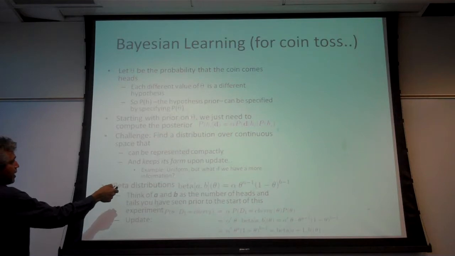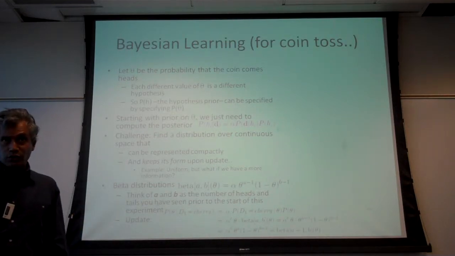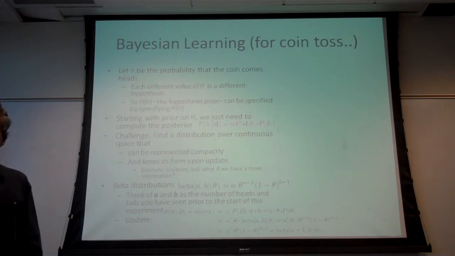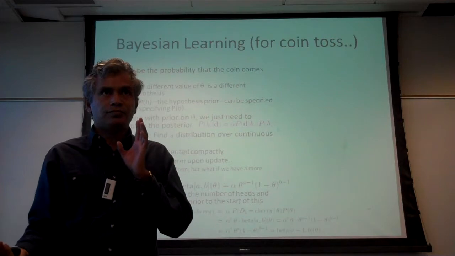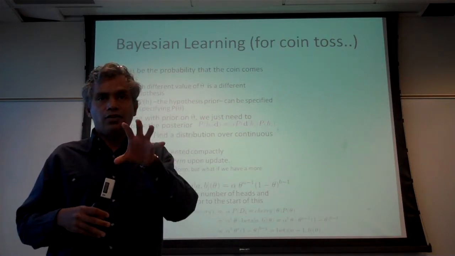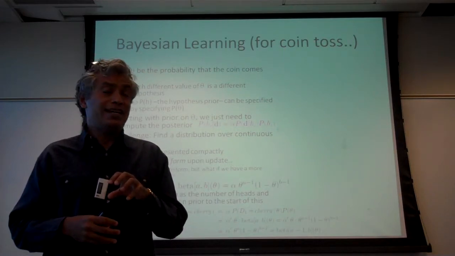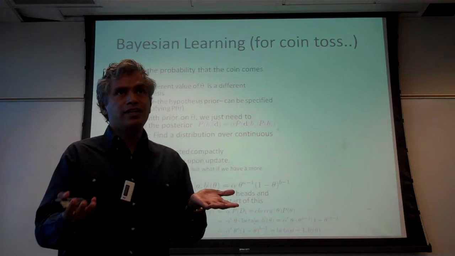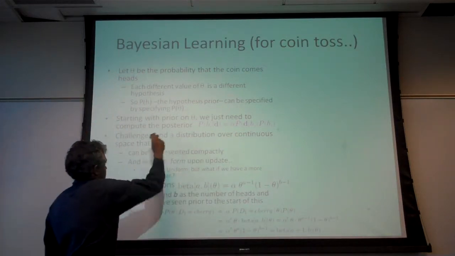So starting with the prior on theta, we just need to compute the posterior. That's what you always do. You look at the data to compute the posterior, and then once you have the posterior, you predict the data. You let the entire hypothesis space tell what the classification for the new data would be, and then you take a weighted average in terms of the posterior. That's what happens in Bayesian learning.